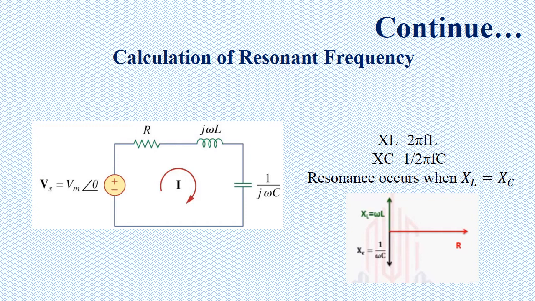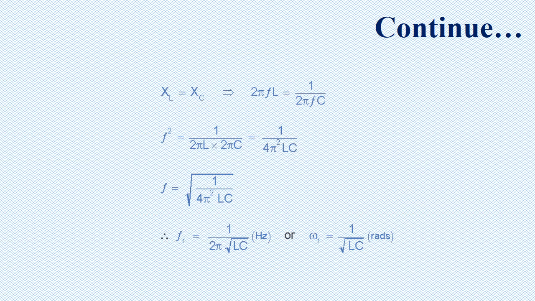And resonance in the circuit will occur when both XL and XC are equal. So let's see how we can analyze the resonant frequency in the RLC series resonant circuit. If we consider XL equals XC, so XL equals 2πfL and XC equals 1 divided by 2πfC.